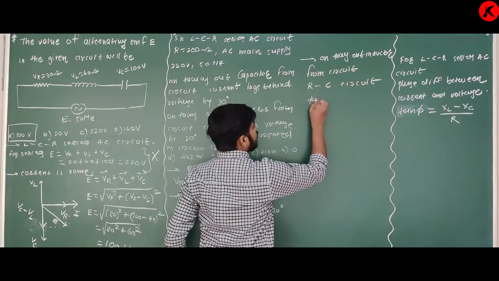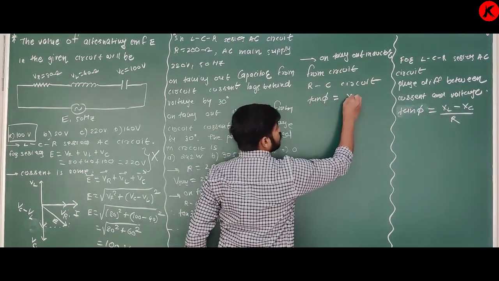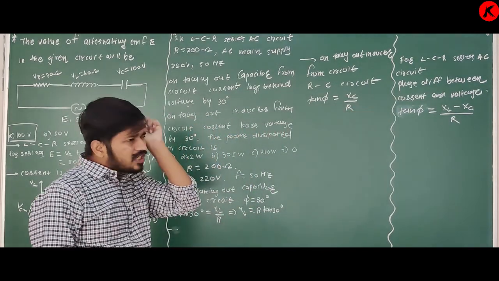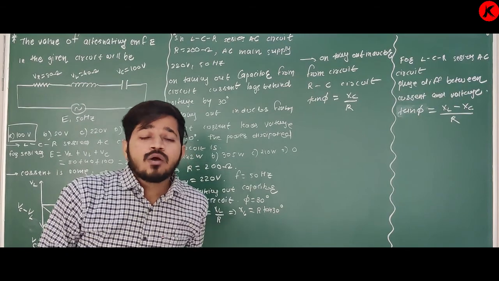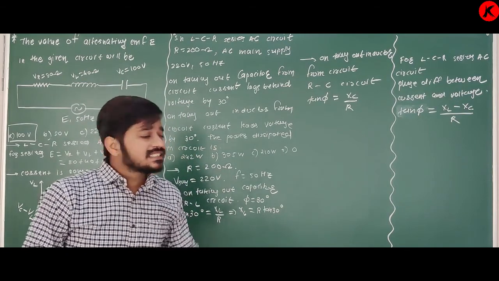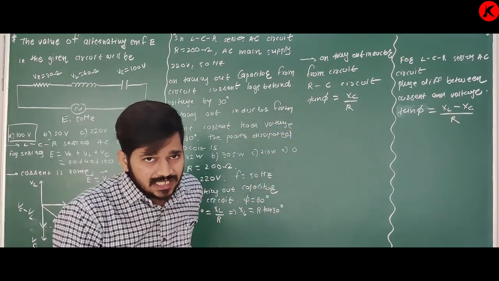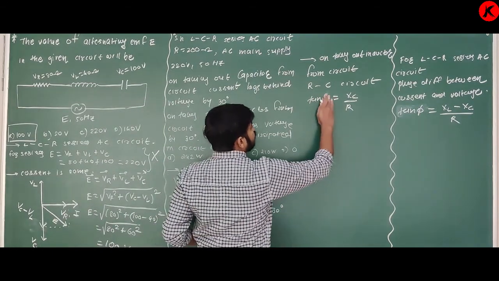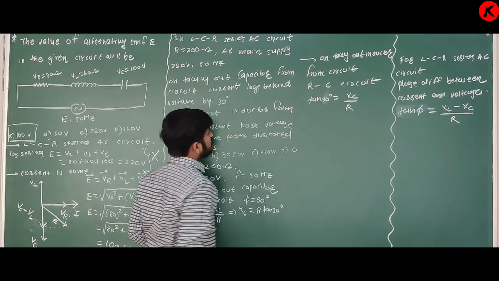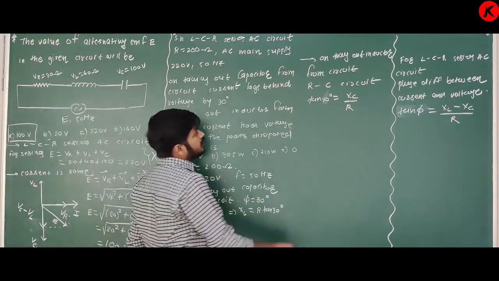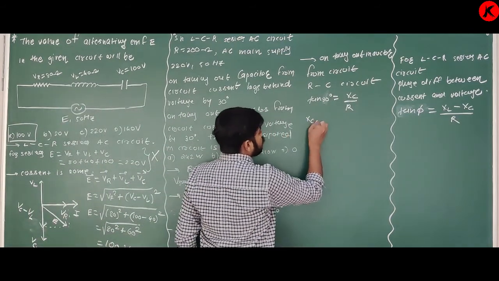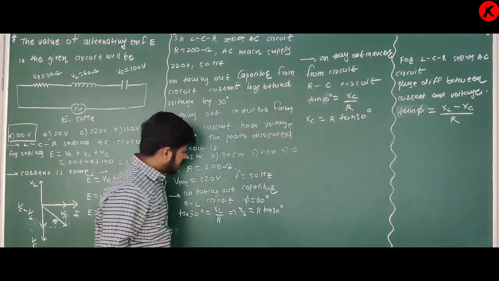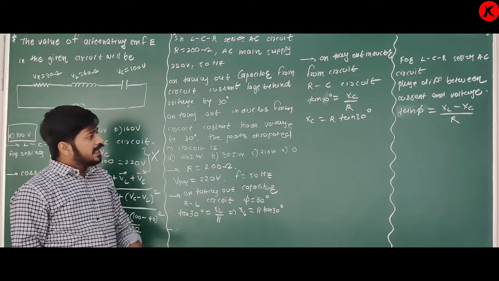So I can write tan phi is equal to XC upon R. I want to write only the magnitude. What is the relation between XL and XC? That's why I am ignoring the minus sign, otherwise you have to consider the minus sign. So tan phi is given as 1/√3 here, so XC is equal to R/√3. XL is also R/√3, XC is R/√3.